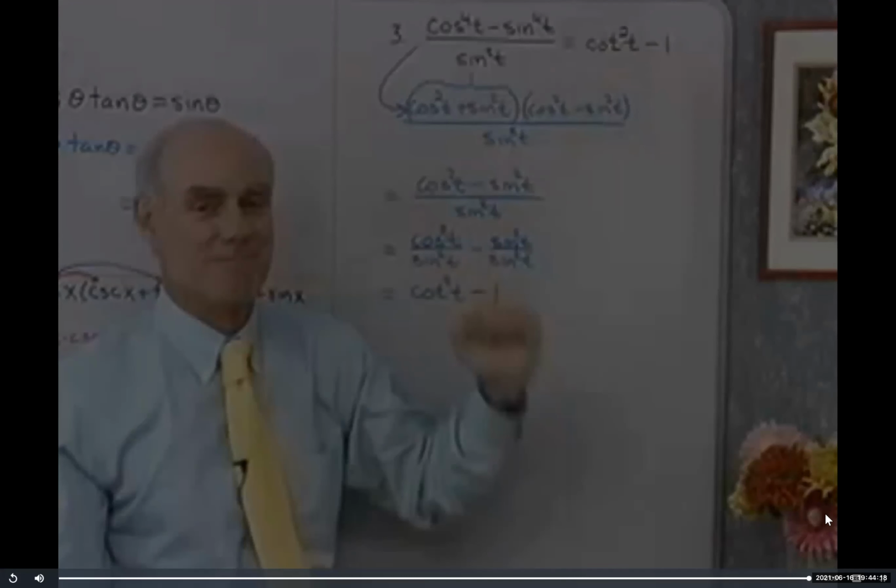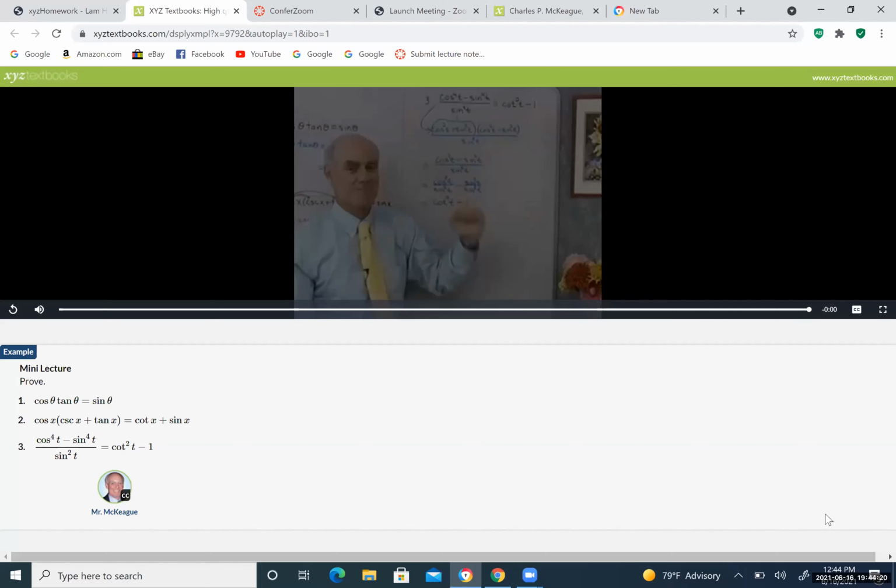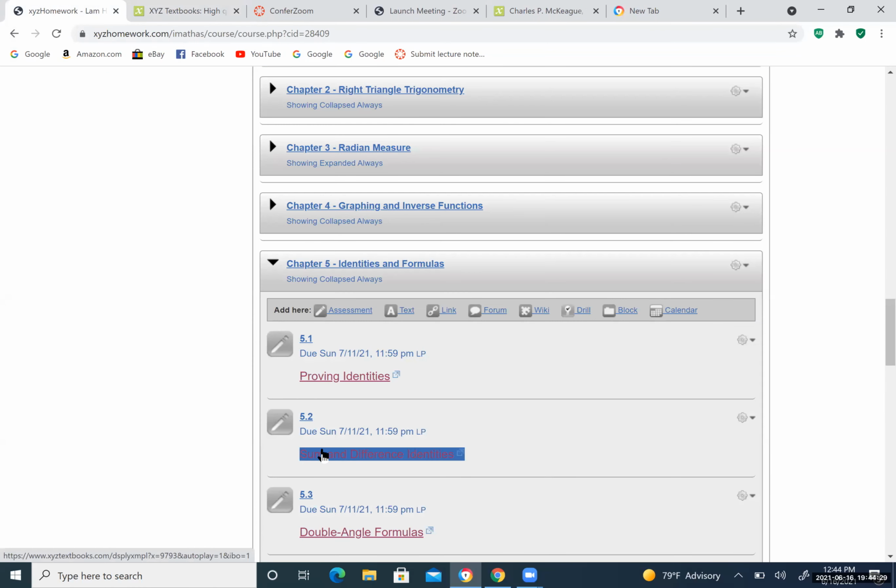So this means we have to apply the table, the first table, the basic identities, all the time in proving stuff, right? So let's look at 5.2.